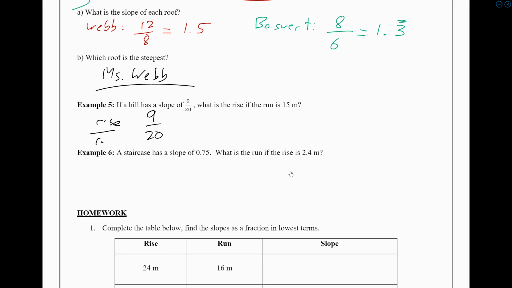Rise over run. So if I'm trying to set up a proportion, it says what is the rise if the run is 15 meters. Okay, so instead, run is 15 meters. We know that's our slope. We're looking for what the rise is.